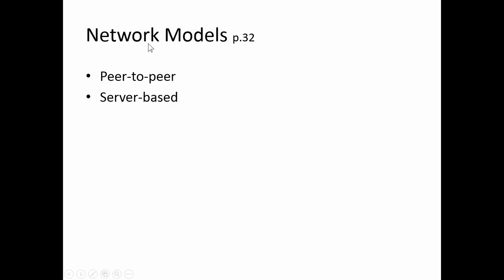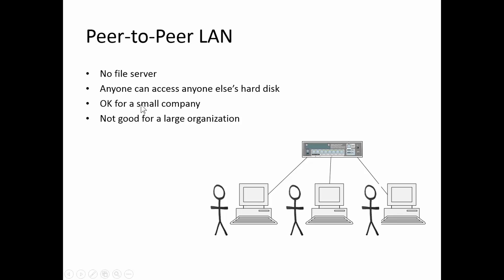Page 32 discusses networking models: the peer-to-peer network and the server-based network. A peer-to-peer network is only used for a very small organization. In a peer-to-peer network, everybody is connected to each other using a switch, but there is no file server. And in a peer-to-peer network, anybody can connect to anybody else's hard disk. This is not bad for a very small organization of only 2 or 3 people who know each other very well and who work very closely together, but it's not good for a large organization.